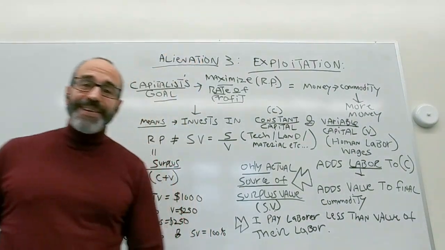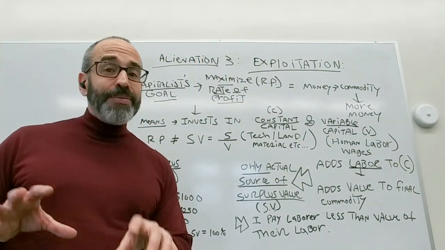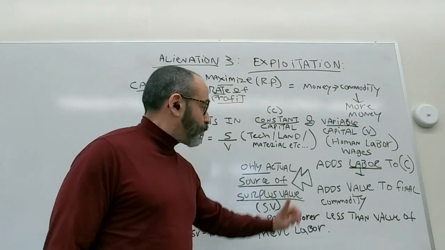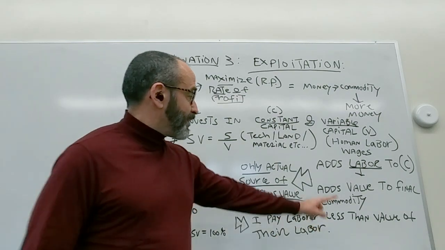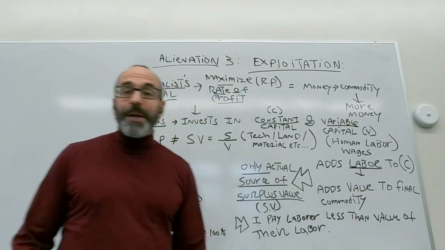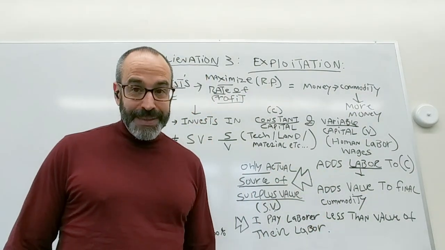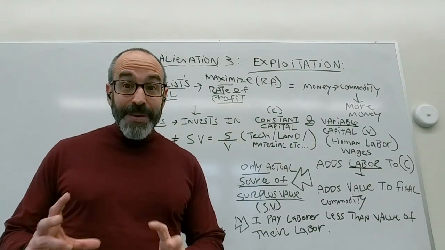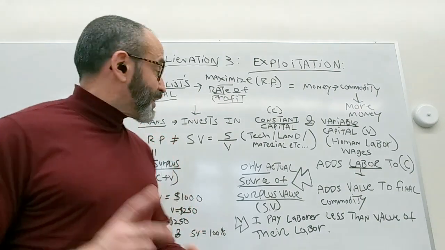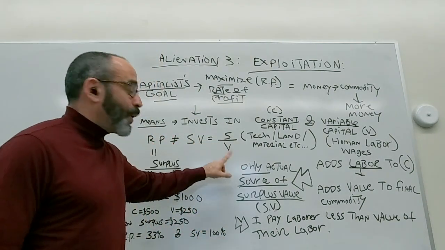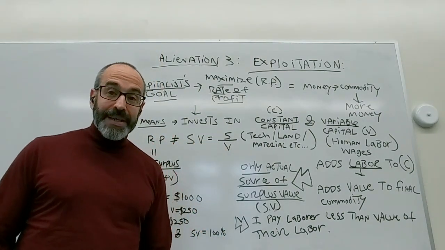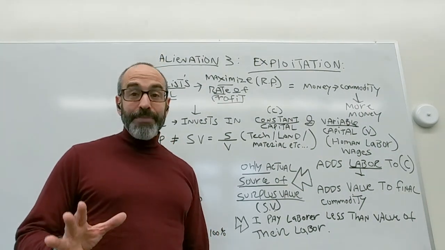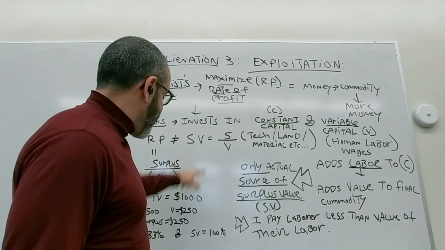But where did I get that 33%? Well, if I really figure the total amount of surplus value, I only consider one variable. I consider the labor that was put into it, because nothing else adds value. So really, the total amount of value that's added to the product is going to be the surplus value over the variable capital, because that's the only place where it came from. And that's going to thus be 100%.